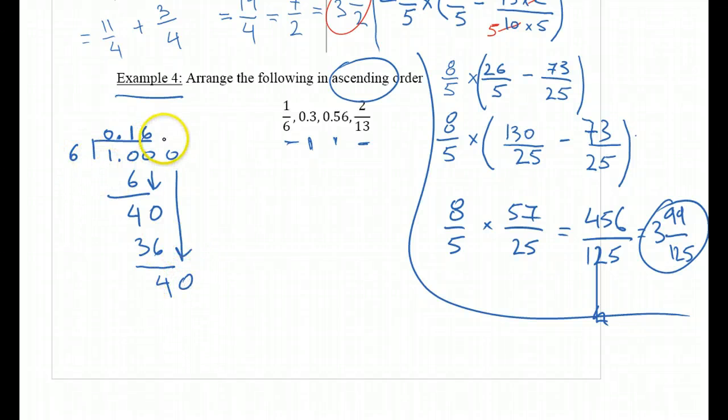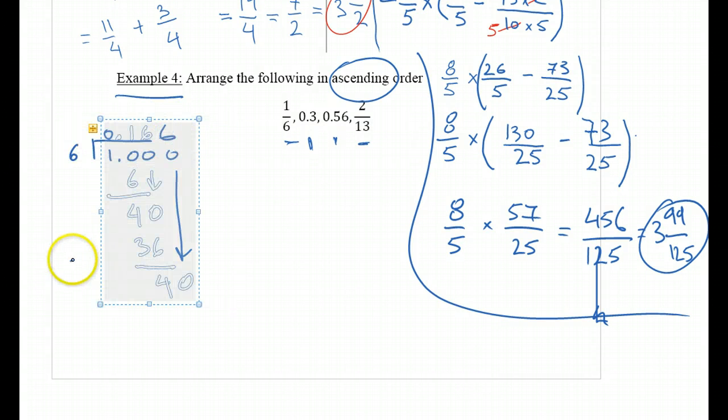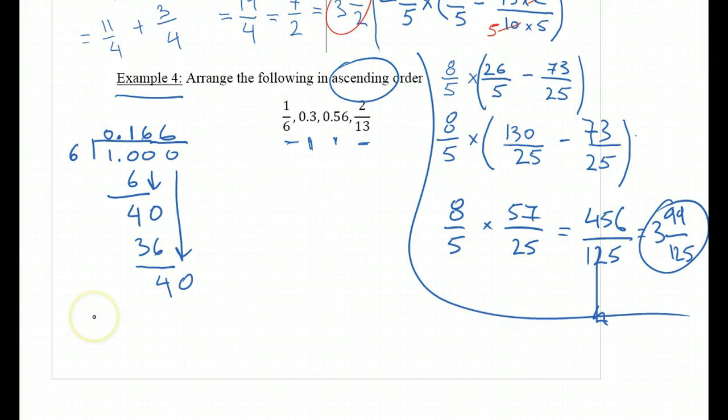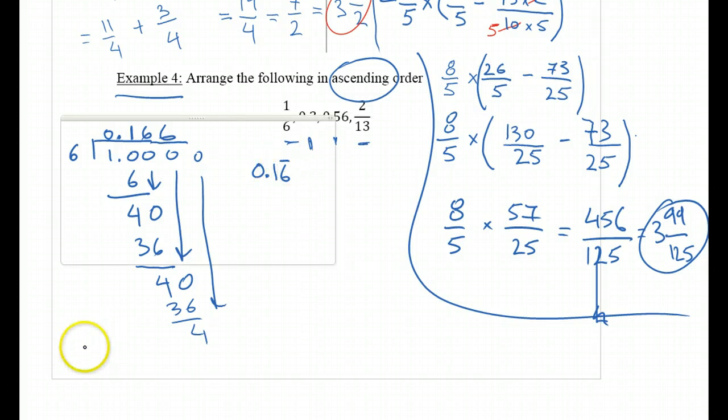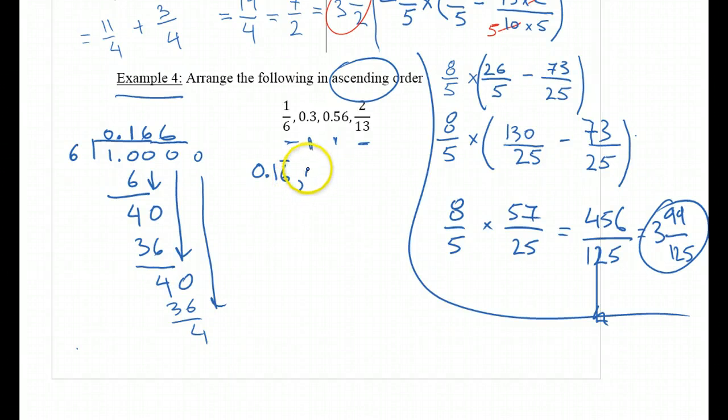Let me just do a couple more zeros here just to show you. So 6 goes into 40, 6 times. So 36. And then another 4. And if I drop another 0, you get the idea here. So this one here is going to be 0.16, and I'm going to put a little bar on top of it to show that it's repeating. And this one is 0.3, so it's bigger than that one. And this one is even bigger than that one, 0.56.